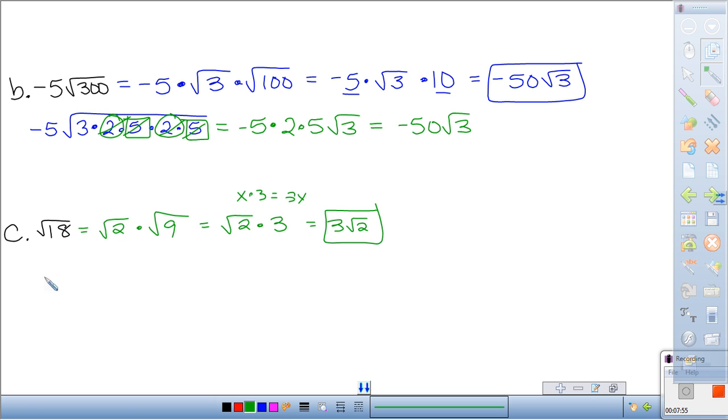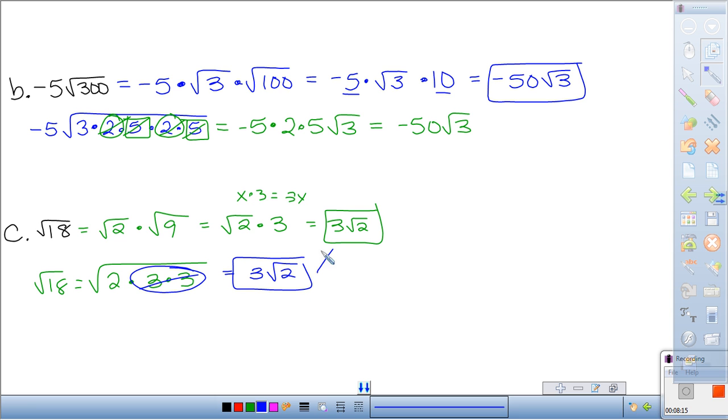And with my method, we would have just done the square root of 18 equals 2 times 9. 9 is 3 times 3. And then you would have seen this pair of 3's. 3 times 3 is 9. The square root of 9 is 3. So 3 gets to come outside the radical, but 2 has to stay inside. 3 square root of 2. Same answer.